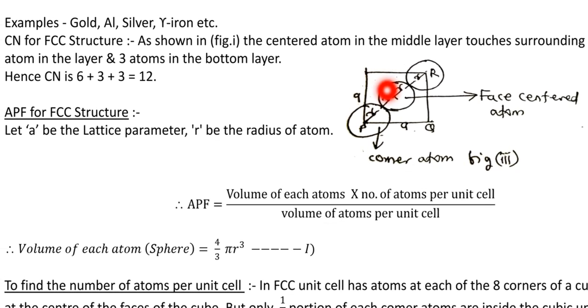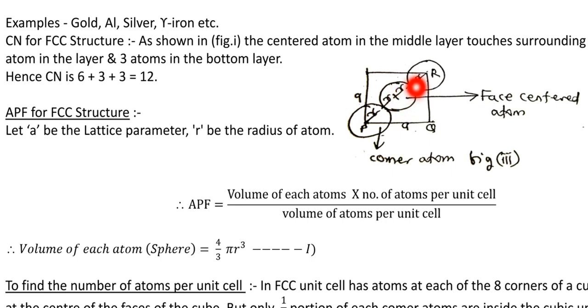Now consider this diagram. We assume that all the 3 atoms touch each other. So PR, PQ. A is the lattice parameter, and we assumed R is the radius of the atom, and each atom is supposed to be a sphere. So what is the total distance PR? R plus 2R plus R, that is nothing but 4R. Therefore PR is equal to 4R.